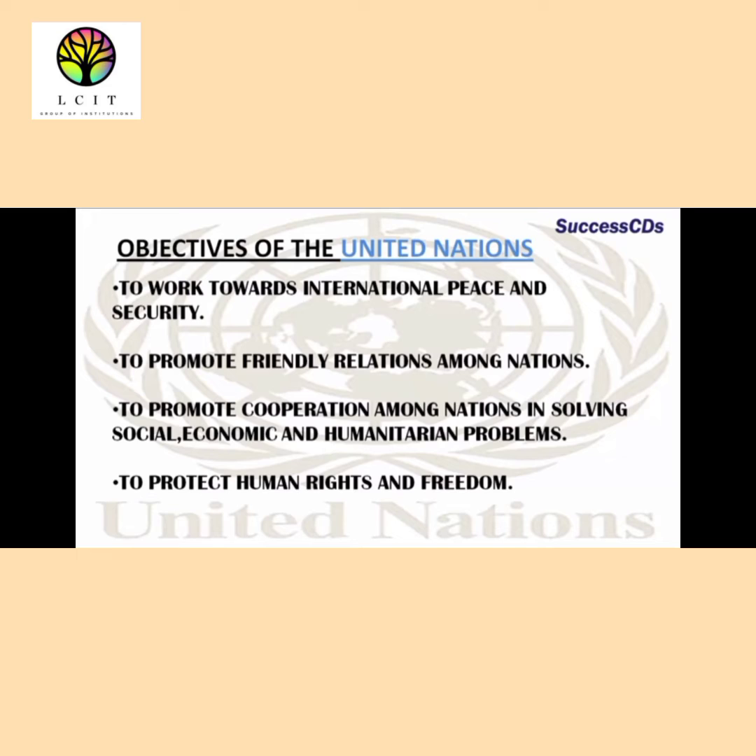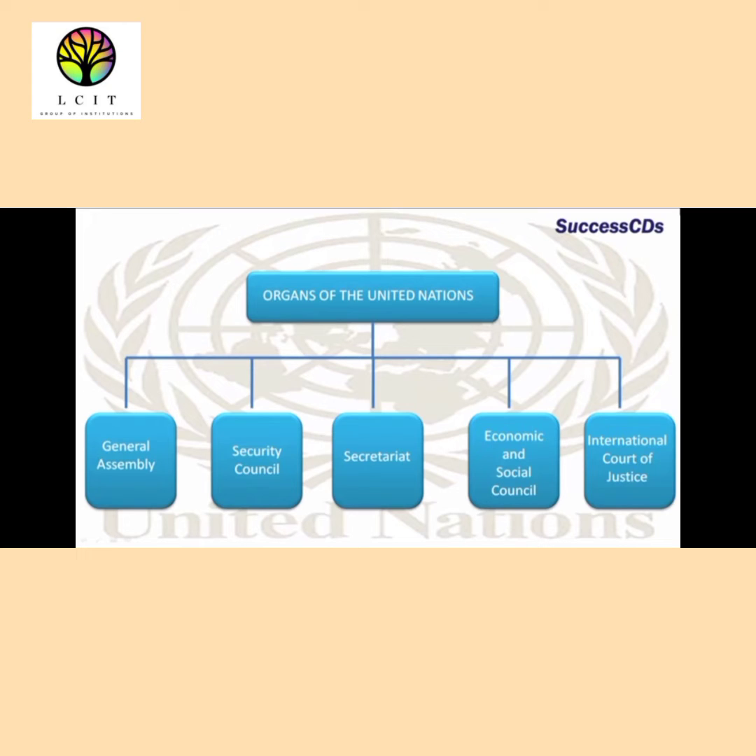Member countries of the United Nations try and solve international problems and work together for the welfare of the people across the world. The work of the United Nations is carried out by its five main organs: the General Assembly, the Security Council, the Secretariat, the Economic and Social Council, and International Court of Justice.